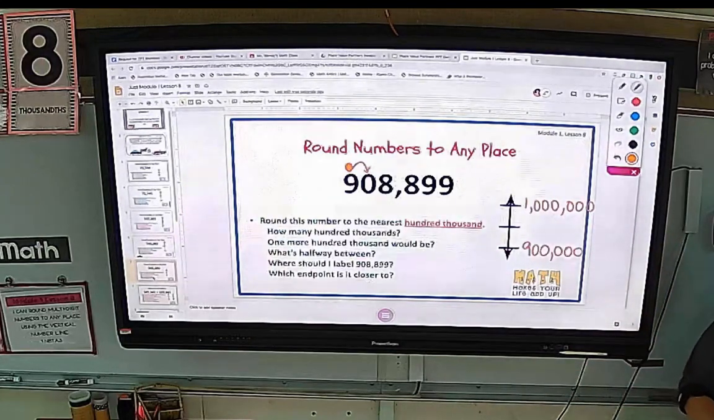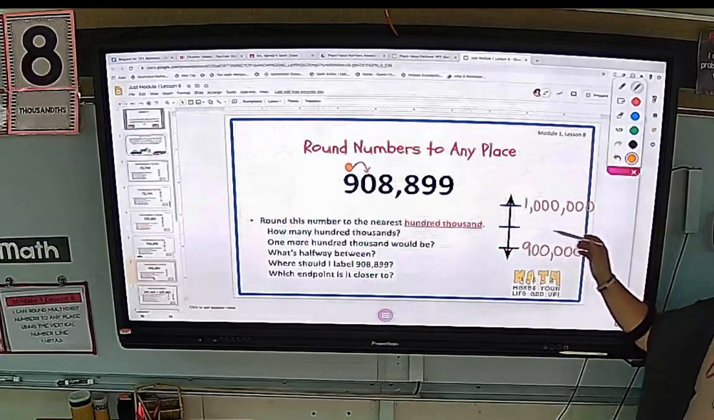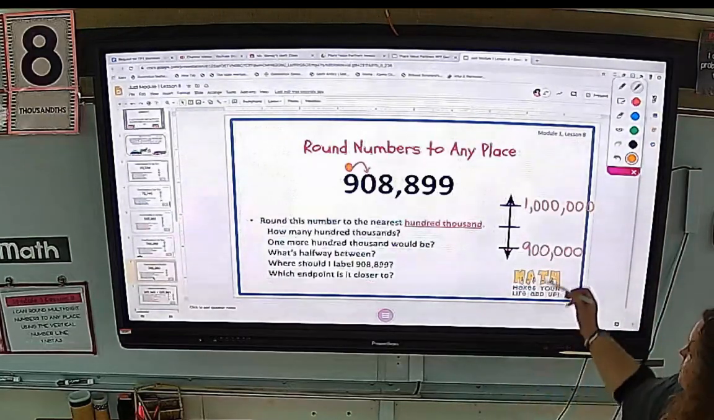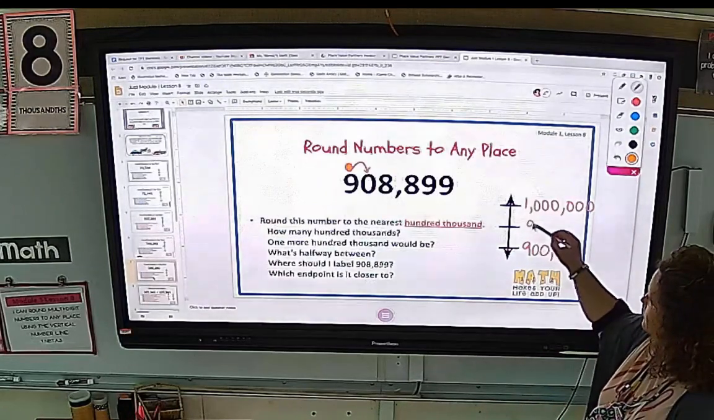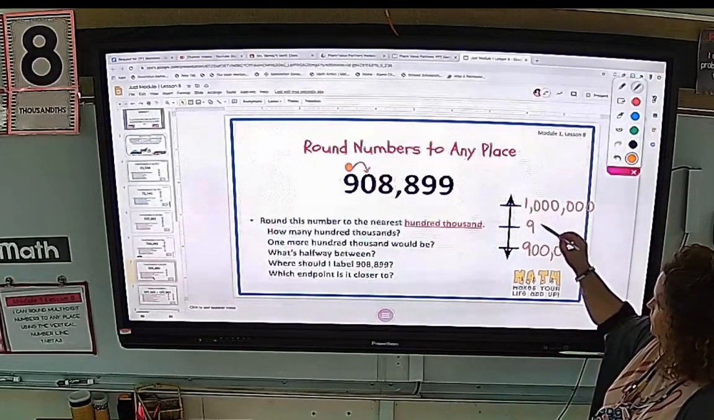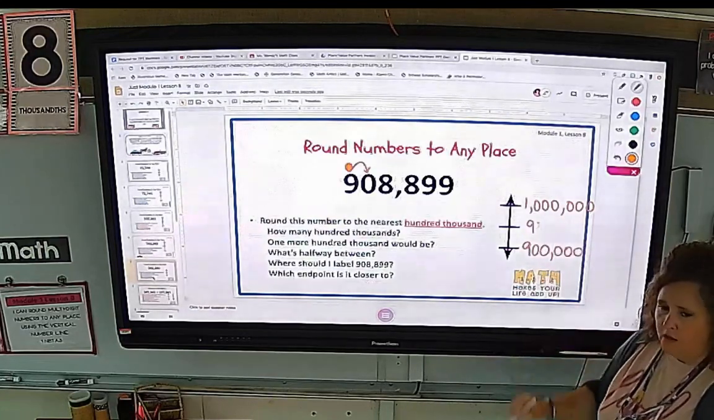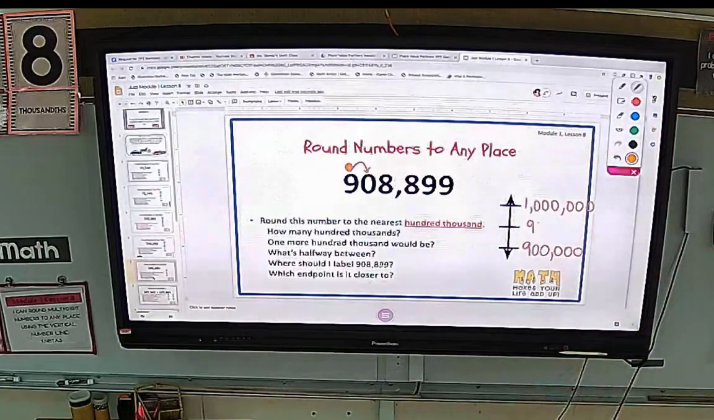Half of 100,000 is 50,000. So what's our middle number? Brandon, what's our middle number? Our middle number will be 9,000. It's okay. You've got it correct on your board. It's just reading them sometimes. So read this. What is that number? 950, right? 950,000. Exactly.